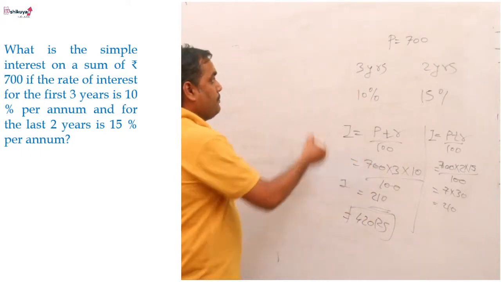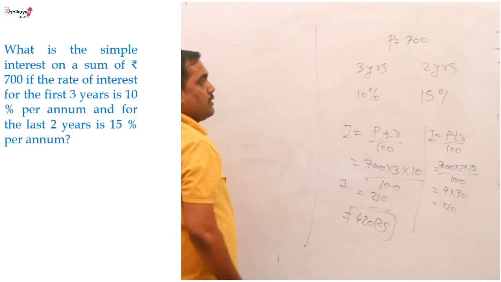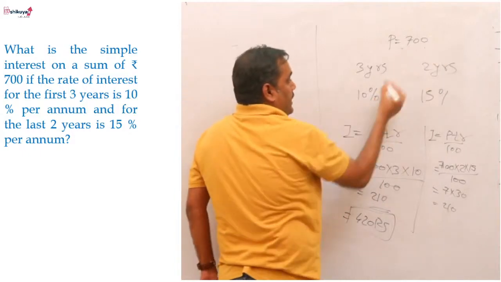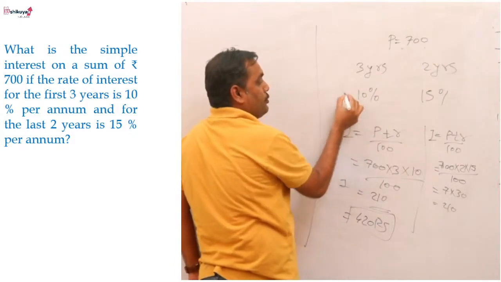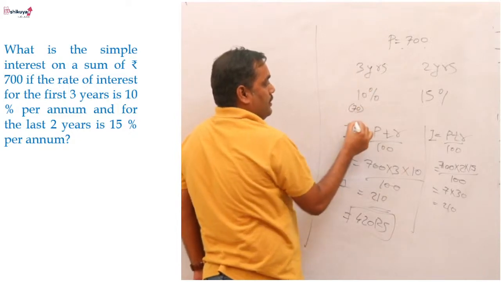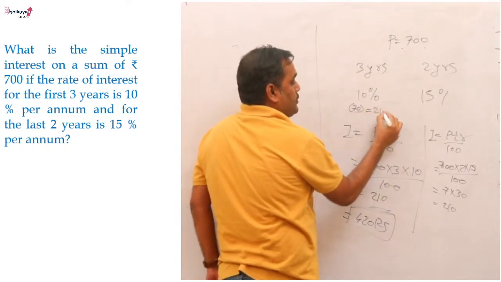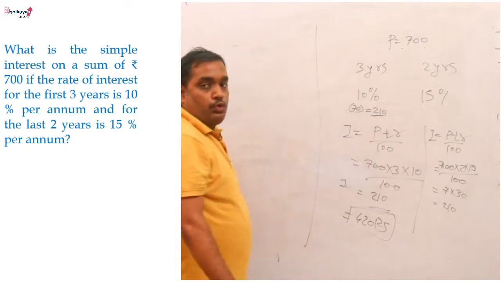This is one way to get the answer for this question, by using the formula, or you can use simple percentage logic. See, 10% of 700 means 70. So for 1 year you are getting 70 rupees. How many years are there? 3. So 70 into 3, the total interest amount for the first 3 years is 210.